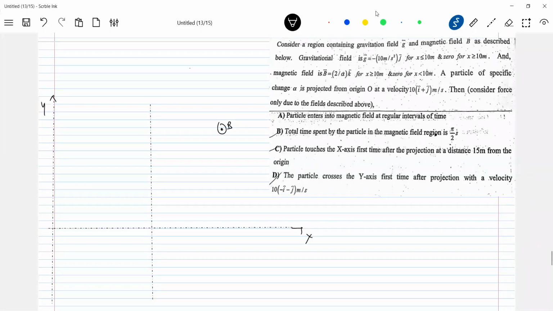Indicate it like this, and it's telling us for x greater than 10. So this should be 10 meters. This is x equal to 0. This is x equal to 10. Have this much information. Then I'm going to project it. So it's a projectile motion, no? 10 i cap, 10 j cap. I'm going to project with a speed of 10 root 2, where it is making an angle of 45 degrees. That's what is given.